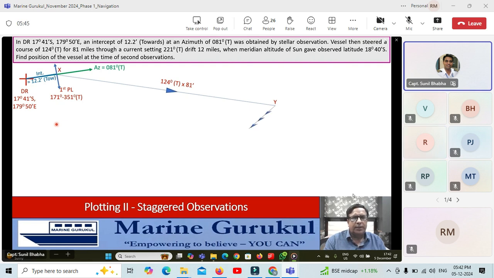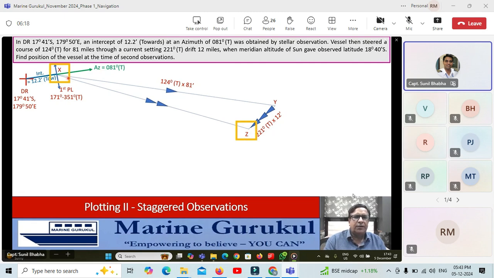At Y we apply the current 221 for 12 miles, and we get point Z. From chart work knowledge we know X to Z is our CMG and distance made good, CMG and DMG. Now we know that point X stands transferred to point Z. So point X, through which the first PL is drawn, is now transferred to point Z.